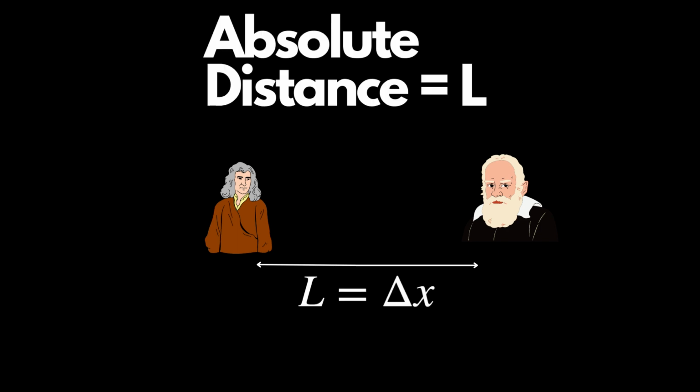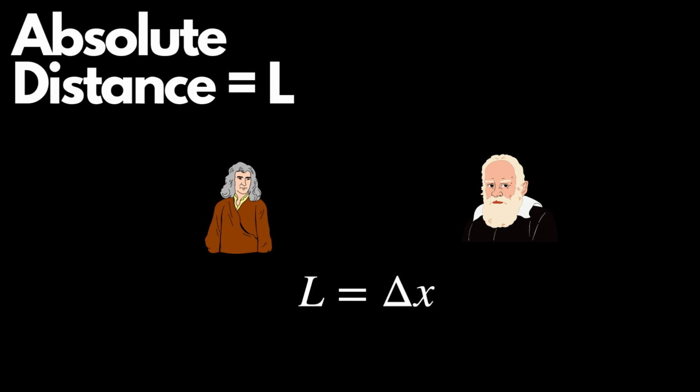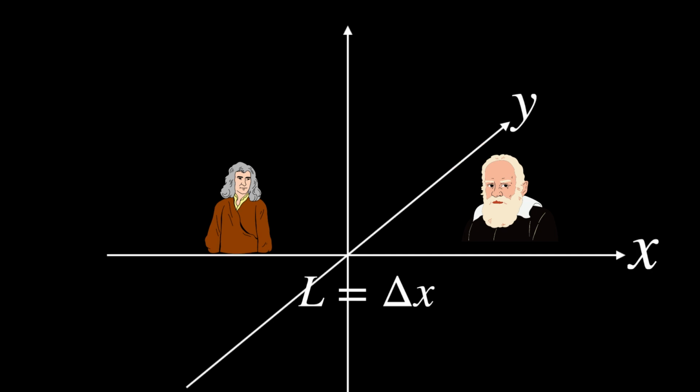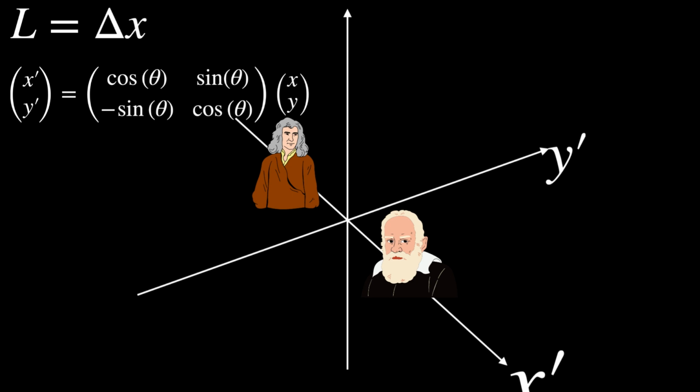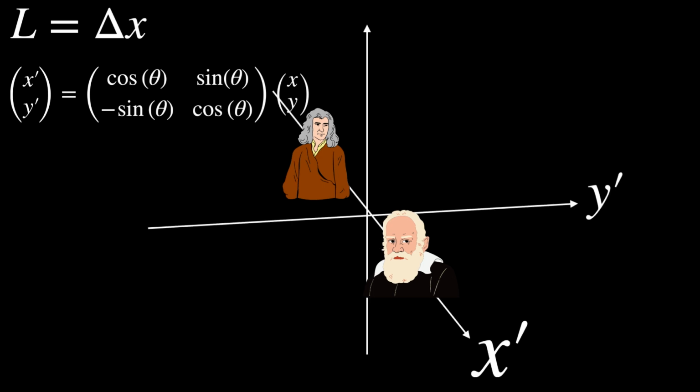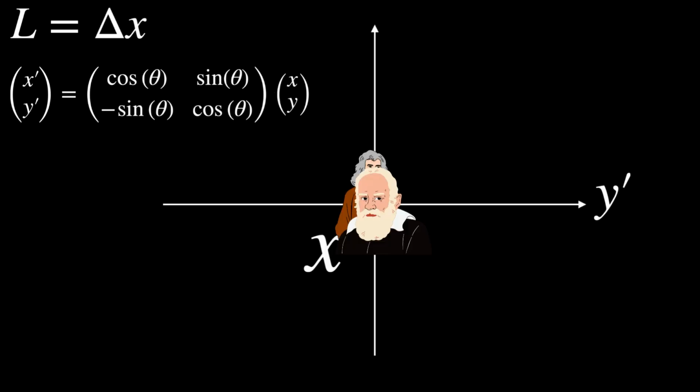Space gives us an absolute notion of how far separated they are from each other, and we'll call this distance L. From our reference frame, which is aligned face on to Newton and Galileo, we see that they are far away from each other. However, if we rotate our perspective whilst keeping them still, then their separation appears to get smaller and smaller until suddenly Newton and Galileo are right on top of each other.